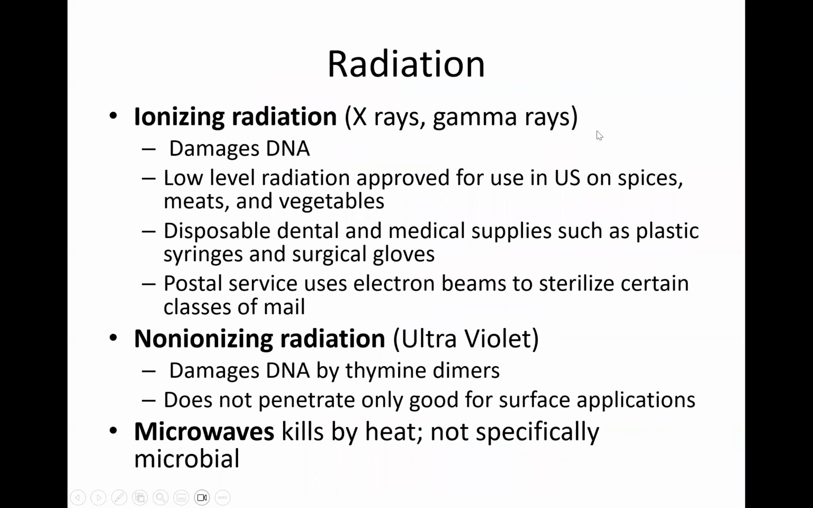All right, we can also have radiation formats. You can have ionizing or non-ionizing radiation. Ionizing radiation is what we consider like an X-ray or a gamma ray. This is really useful to use on certain organisms like meats and vegetables, and it's going to damage the DNA. It'll actually break the bonds of the DNA. This is also really useful for a lot of medical supplies that you'd see like syringes, and postal services actually use them for certain classes of mail as well.